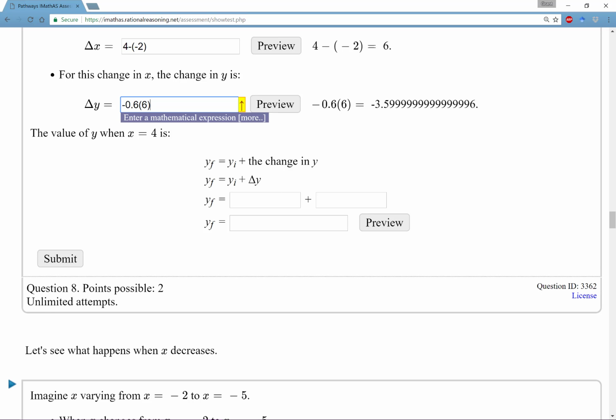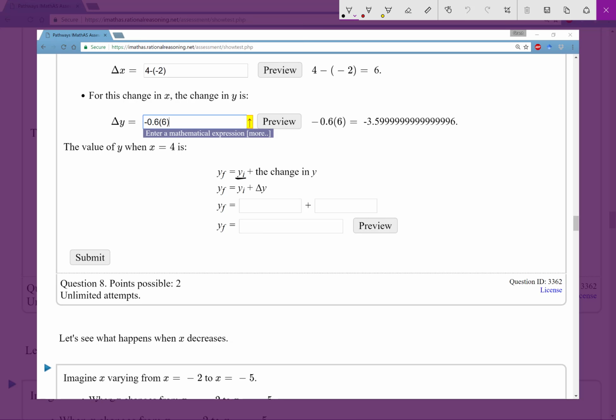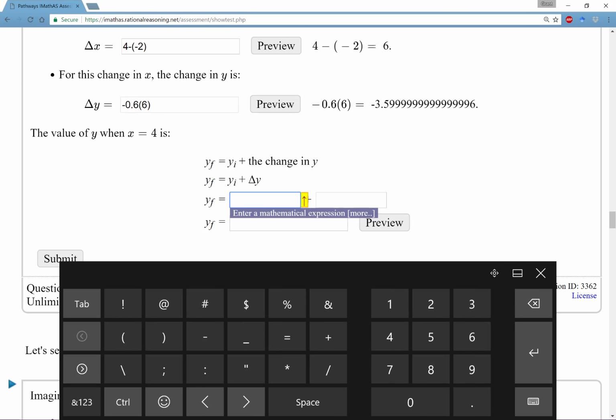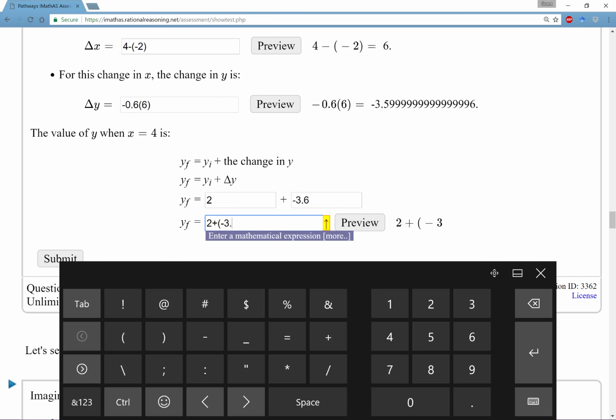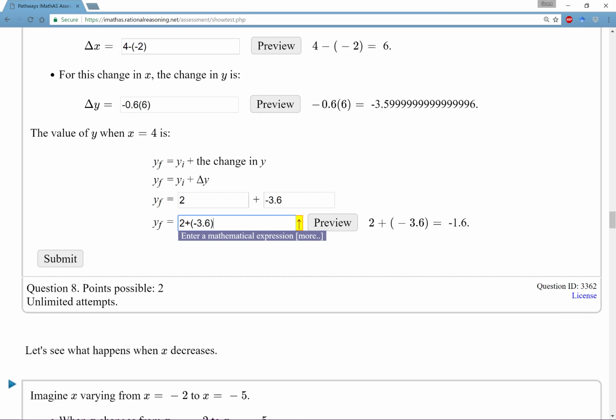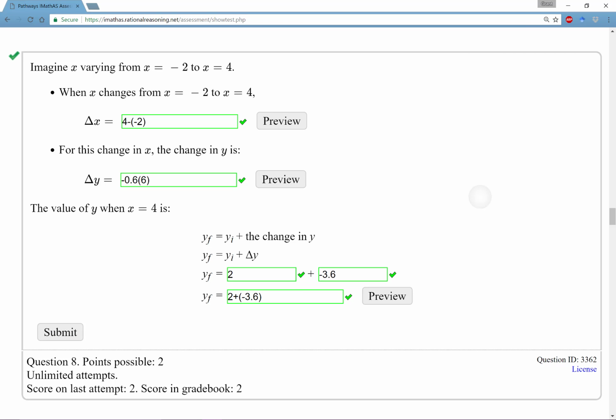Now, if we want to compute the new value of y when x equals 4, we know that this new value of y is going to be equal to the initial value of y plus however much y changed by. We knew that the initial value of y was 2, and we just computed that the change in y was negative 3.6. So if we plug those in, our value of y when x equals 4 is 2 plus negative 3.6, which is negative 1.6. So we were close when we approximated graphically. And if we submit this, we see that our answers are correct.